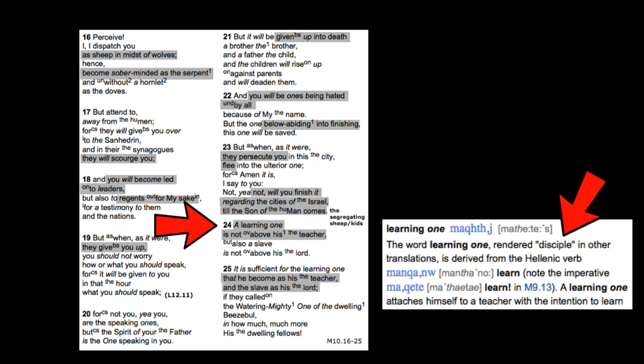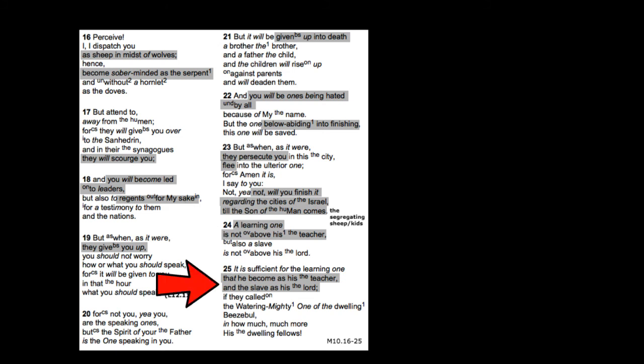The verb manthano means to learn. Matthew 9:13, learn what it is. Mercy I want, and not sacrifice. And in the same word family is found the noun methetes, translated learning one. And to translate this disciple suggests that a disciple is a disciplined one, which is not the case. However, it is sufficient that a learning one become as his teacher and a slave as his Lord.